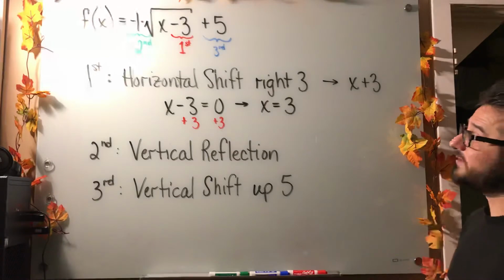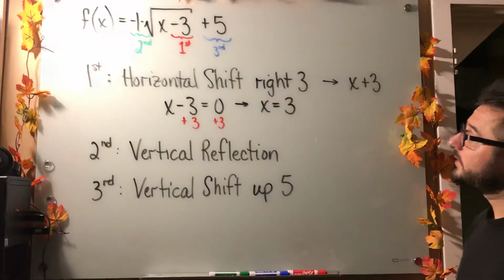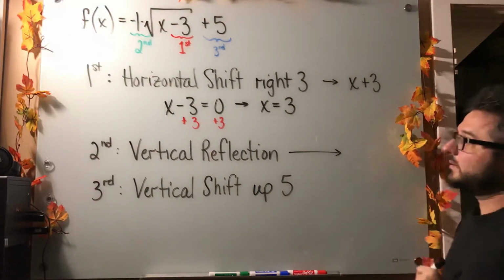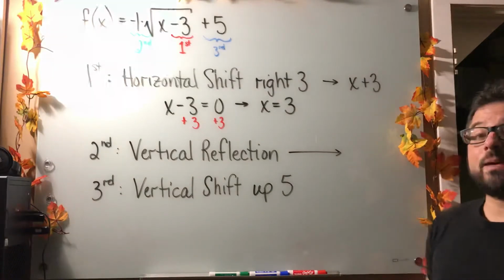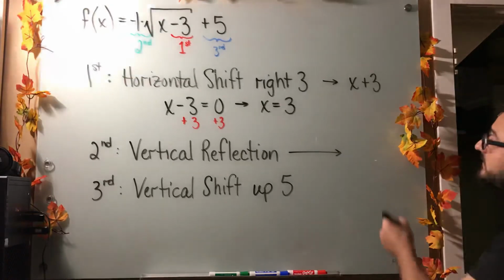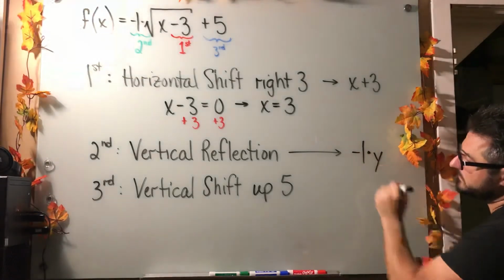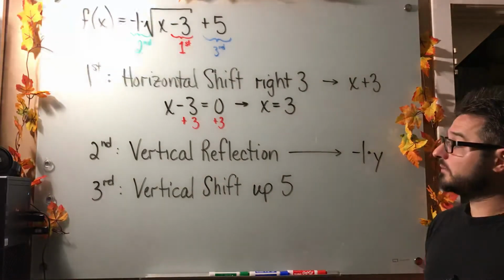We're going to take every x coordinate of the original graph and add 3 to it. The vertical reflection produced a y value and then multiplied it by -1 to change its sign. So let's take our y coordinates and multiply them by -1.